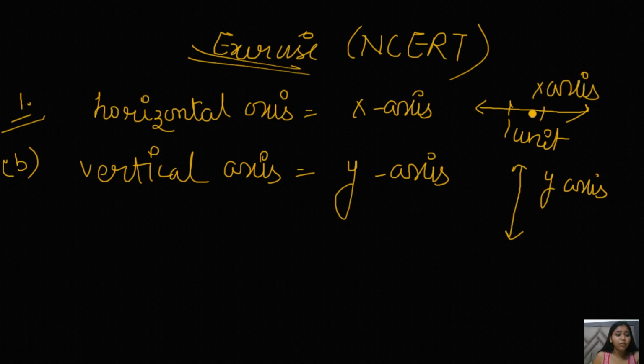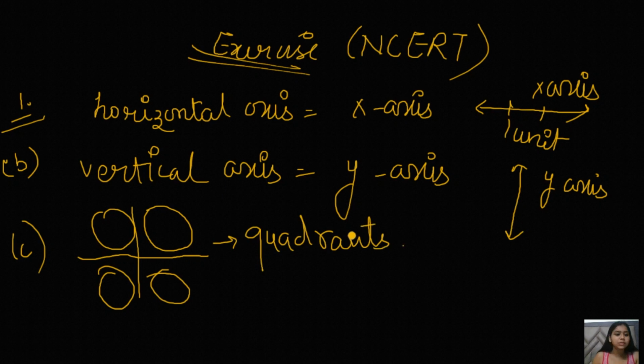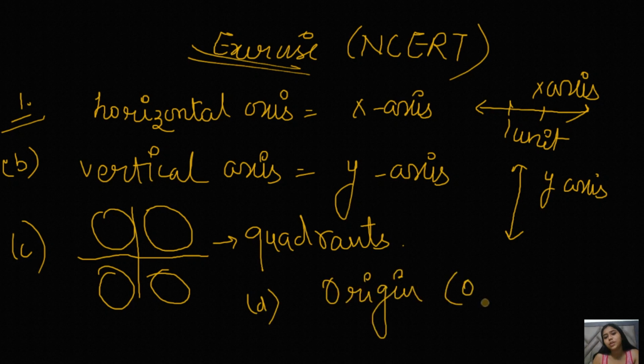What is the name of each part of the plane formed by these axes? Basically this is a Cartesian plane. These are the parts formed by these axes. So what do we call these parts? As I told you, these are known as the quadrants, right? Okay, what is the name of the point where the two lines intersect? They intersect at the point known as the origin. This is the origin, and we call it the 0 comma 0 point.